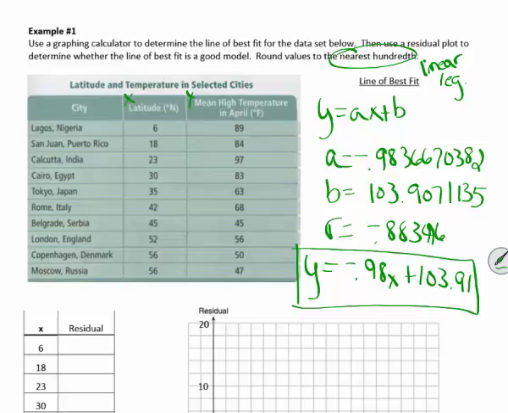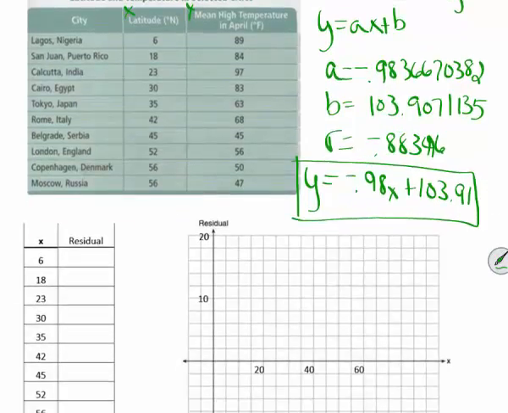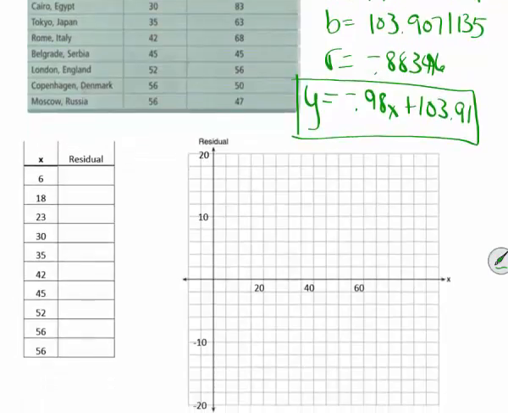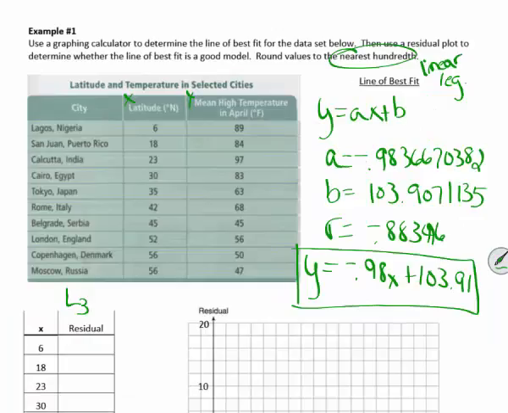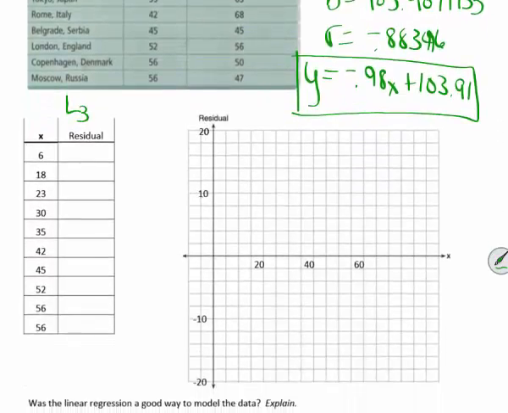So what I'm going to do now is go in and follow the directions. I'm going to go into stat edit and turn list 3 into the residuals. Again, the directions for that are right over here. I already did it to save us some time, but if you want to see how I did it, please pause and we will go over this in class.